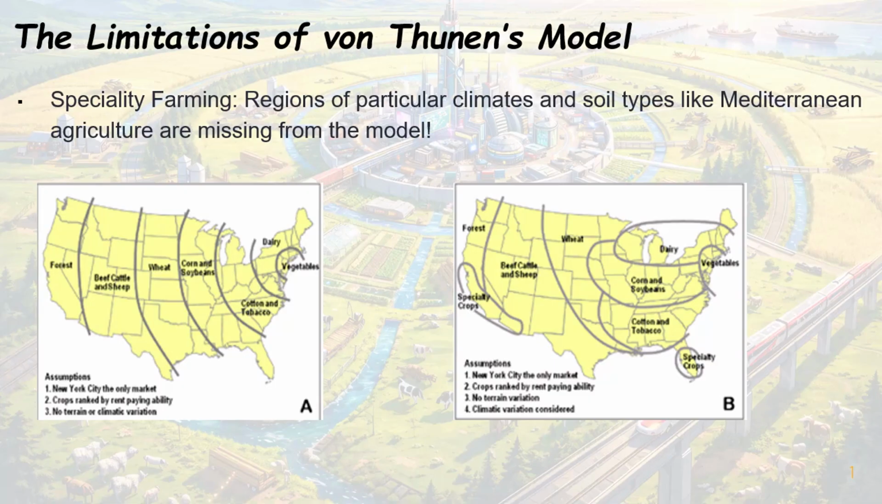But then look at the right map. Once you add climatic variation, suddenly specialty farming pops up in very specific places. That is because some crops are climate picky. Mediterranean agriculture is not just a vibe, it is a climate requirement. Grapes, olives, citrus, they need dry summers and mild, wet winters. You cannot just grow them anywhere because the bid rent says so.